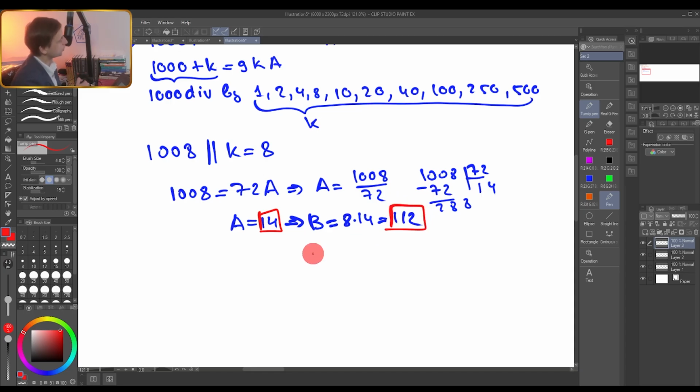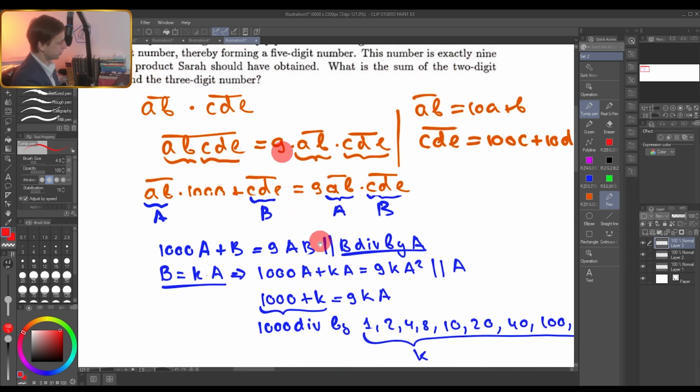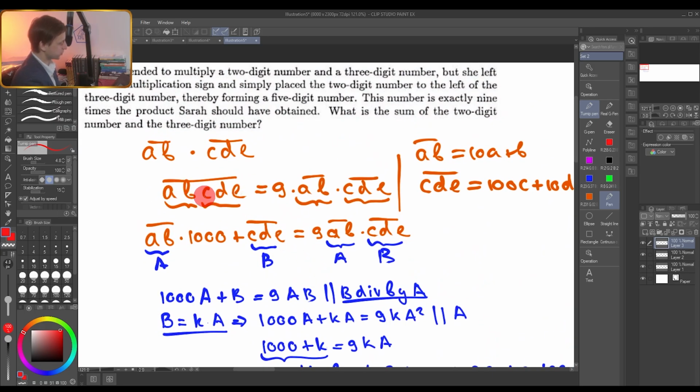If you want to make sure that you are correct with your answer, and if you have a minute, you should go to the very beginning of your problem and check that this equation is true. Substitute 12 instead of AB, and 112 instead of CDE, and check that this number is really 9 times 12 times 112. It is the best option to make sure that you didn't make any mistake.